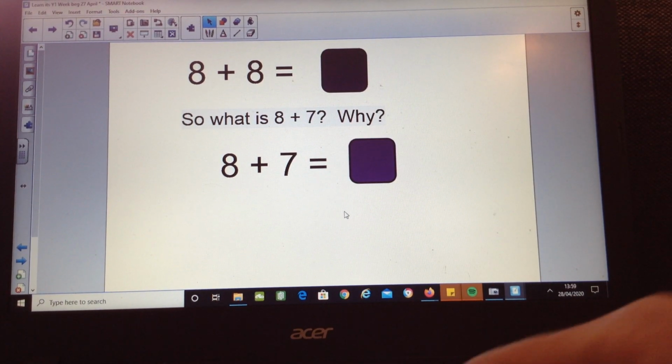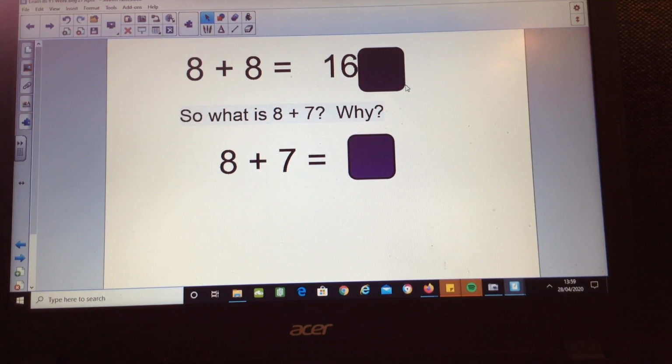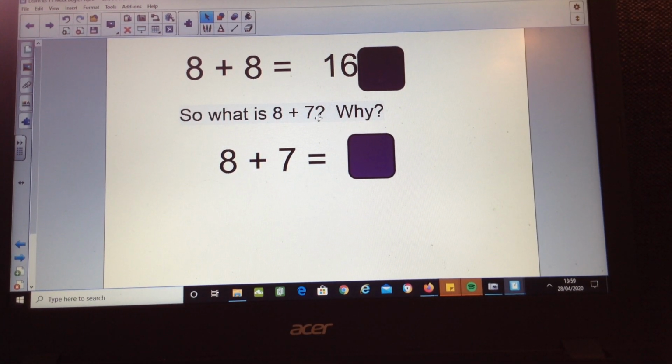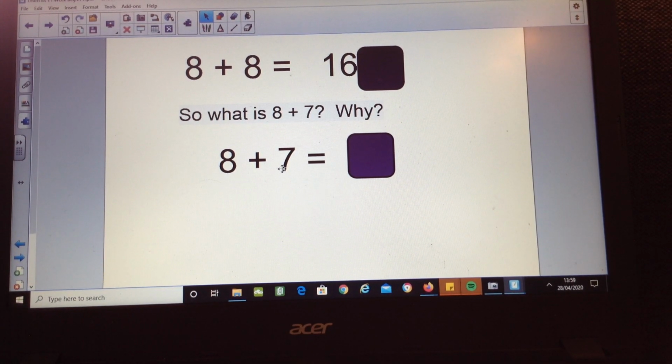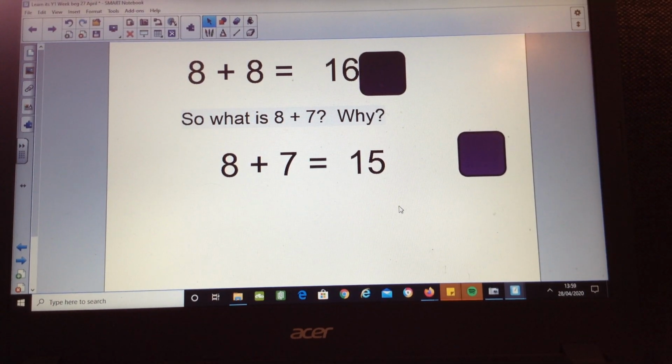And the next one, if 8 add 8 is 16, of course, what is 8 add 7 and why? Have a think. Well, we've got 8 add 8. Here we've got 8 add 7. 7 is 1 less than 8. So this answer needs to be 1 less than 16. So 8 add 7 is 15.